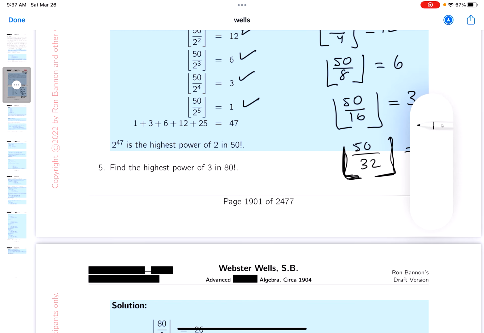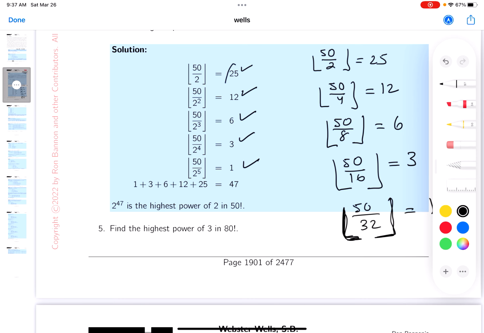What are we going to do? Add these numbers together. This is a nice trick to know. And what do you get? 25, 37, 43, 46, 47. All right? So 2 to the 47 is the highest power of 2 that's contained in 50 factorial.